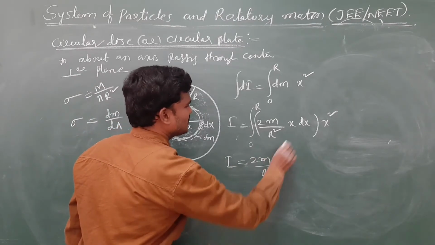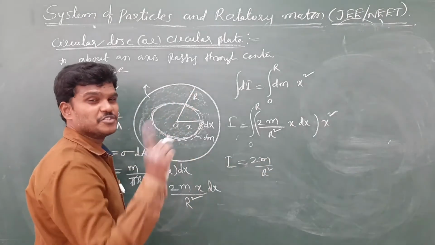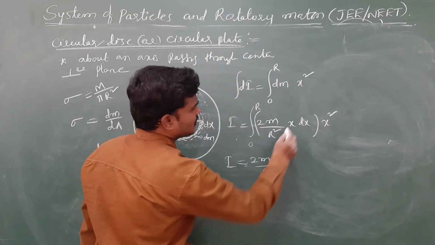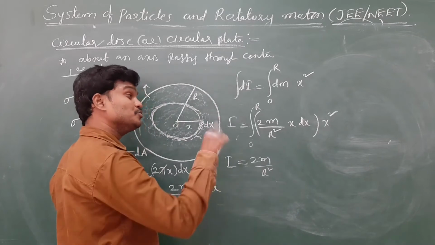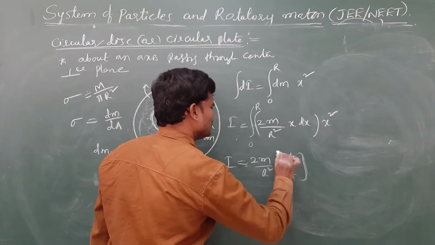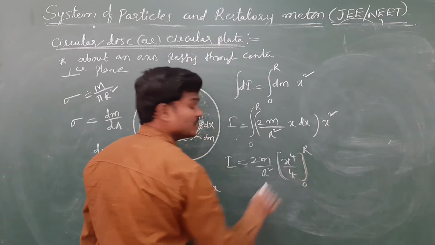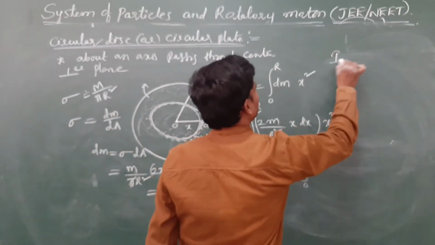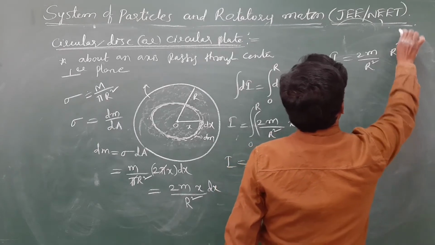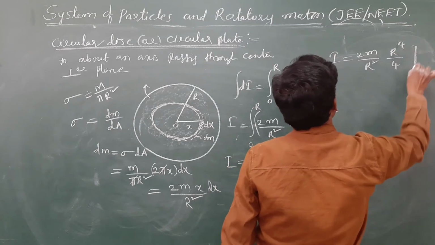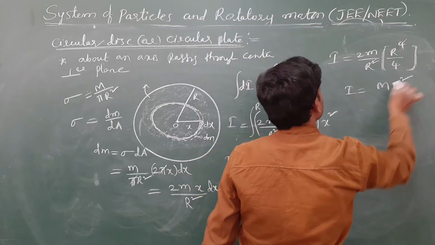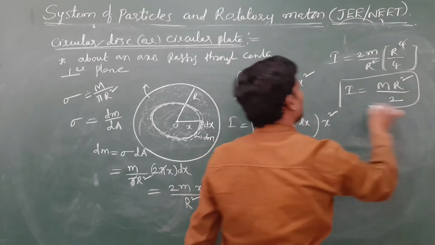2m by r square times x square. The integration of x square times x is x cube, and the integration of x cube is x to the power of 4 by 4, from 0 to r. Substitute the upper limit and minus the lower limit. So the moment of inertia is 2m by r square times r power 4 by 4. Then we get the moment of inertia as m r square by 2, which means half of the ring.